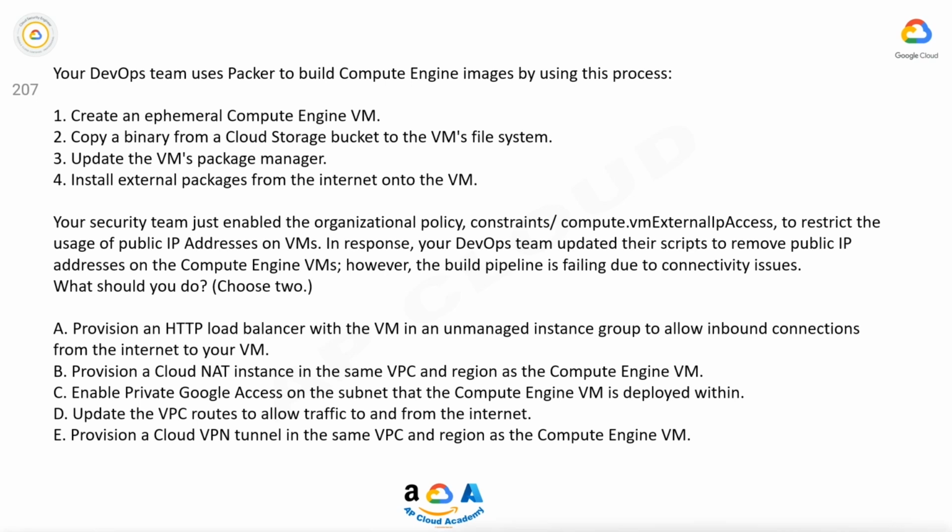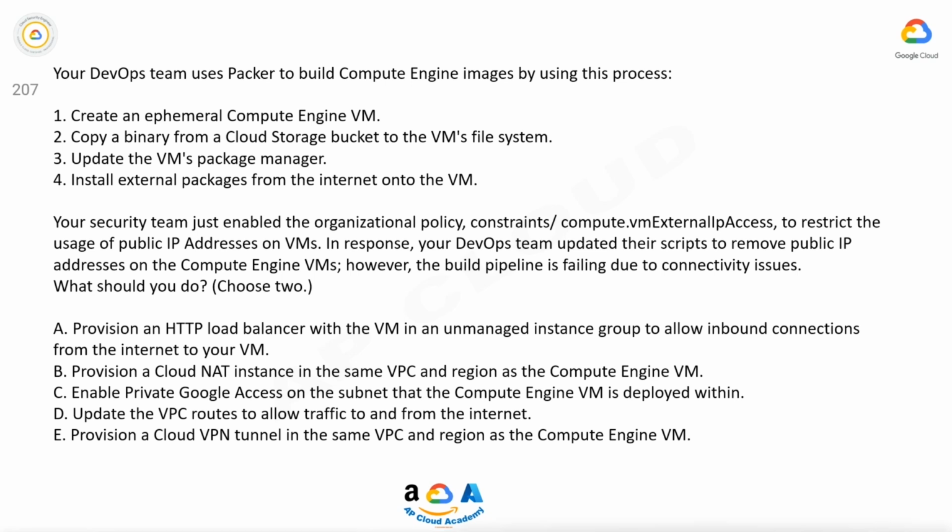Your security team just enabled the organizational policy constraints/compute.vmExternalIpAccess to restrict the usage of public IP addresses on VMs. In response, your DevOps team updated their scripts to remove public IP addresses on the Compute Engine VMs. However, the build pipeline is failing due to connectivity issues. What should you do? Choose 2.